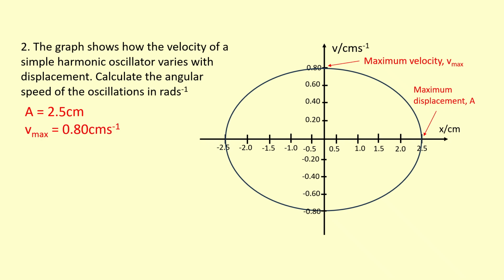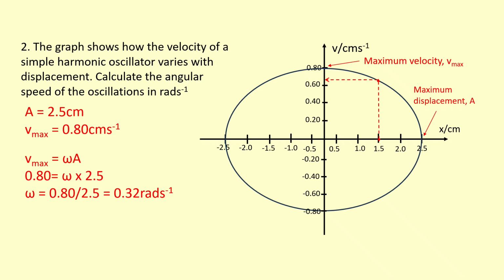Now, normally I would convert them, but in this case, because they're both in centimeters, they're actually going to end up canceling out because they're linked through this equation here, V max equals omega A. So all I need is omega there, so I can just put the numbers in and rearrange, and I get my answer. Another way of doing this is to use any value from the graph and put it into the equation that we learned earlier on. So in this case, let's say I take 1.5 centimeters as the displacement and 0.64 as the speed, and I put this into the equation. And then I can get omega like this.